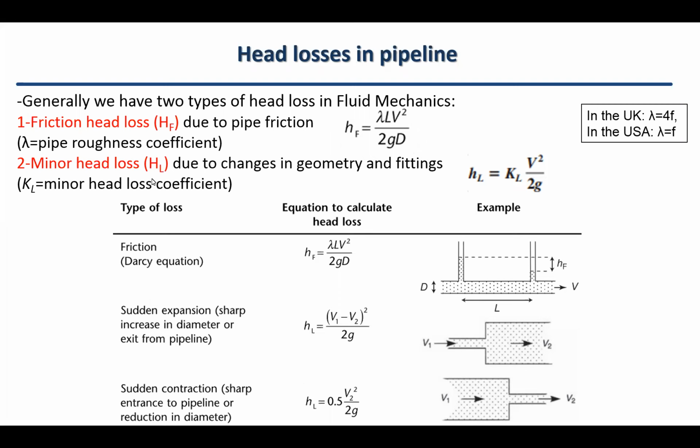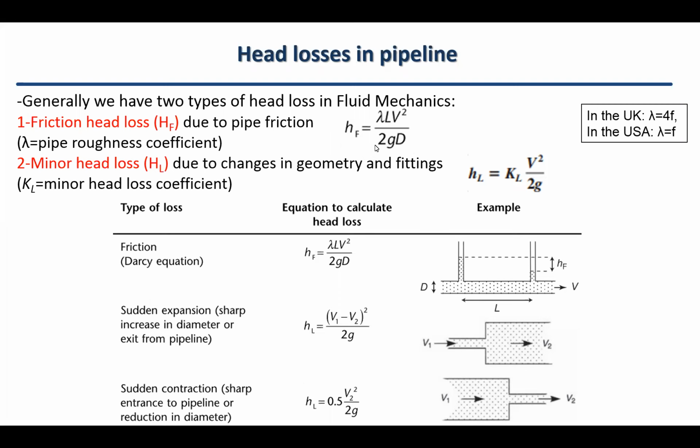First of all, it's denoted by HL, and it's calculated as a coefficient of the velocity head. The minor head loss coefficient is denoted by KL, so HL is KL times V squared over 2G. Similarly, the friction head loss is also a coefficient, lambda L over D, times V squared over 2G. So it's the same.